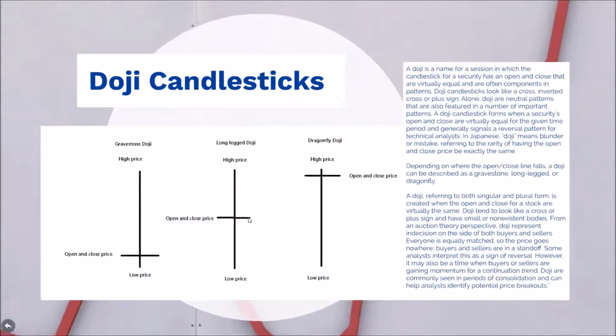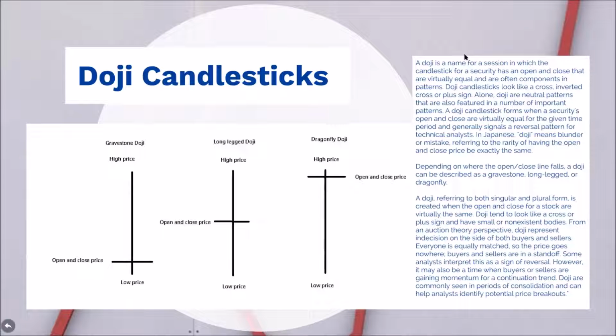Now let's talk about dojis. A doji is a name for a session in which the candlestick for a security has an open and close that's virtually equal. So when the open and close of a price is virtually equal, there isn't a body of the candle to speak of. A lot of times you'll end up with a big wick to either side. And what you're really seeing here is indecision.